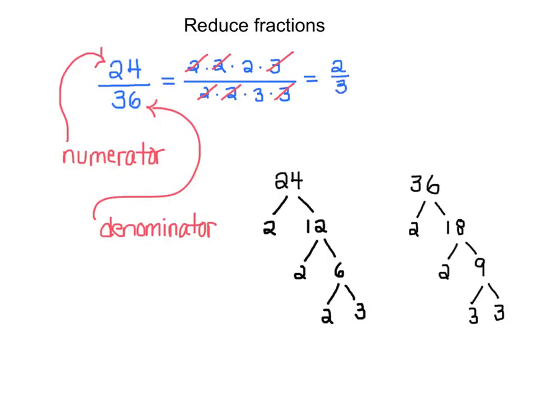So we pulled out a common factor, and if we wanted to know, well, what is that common factor? Looking at the numerator, what we canceled out was 2 times 2 times 3. 2 times 2 is 4, and 4 times 3 is 12. So the common factor in both the numerator and the denominator, in both 24 and 36, is 12. 24 is 12 times 2, 36 is 12 times 3.